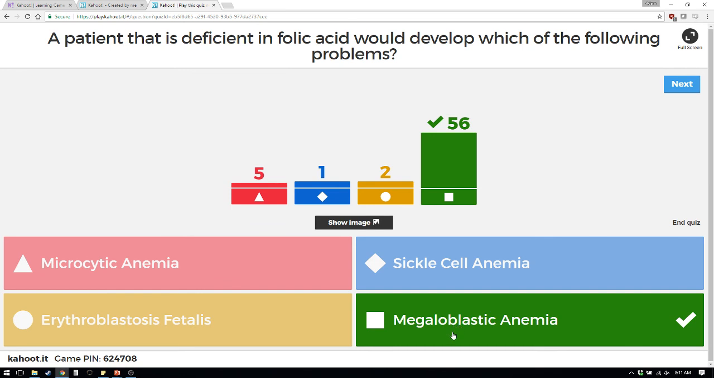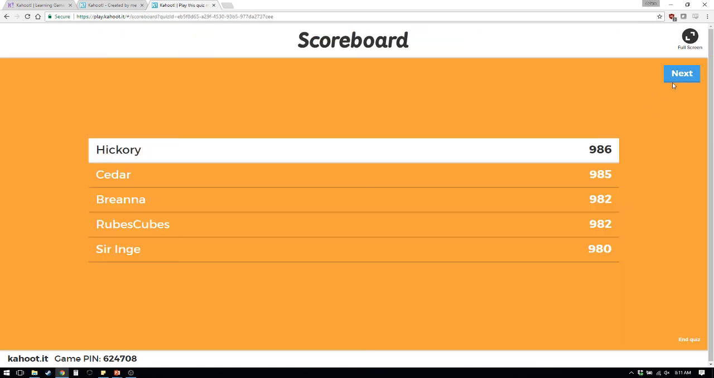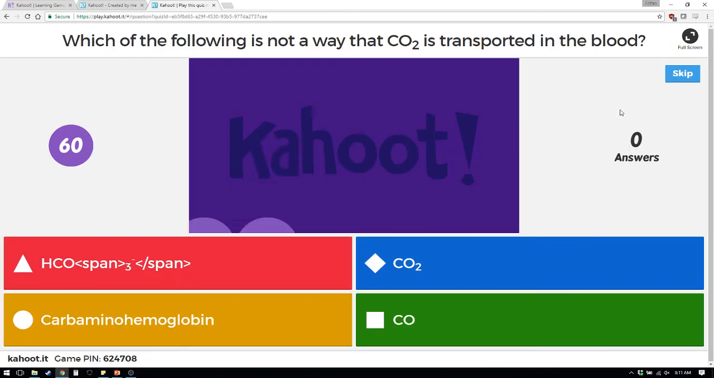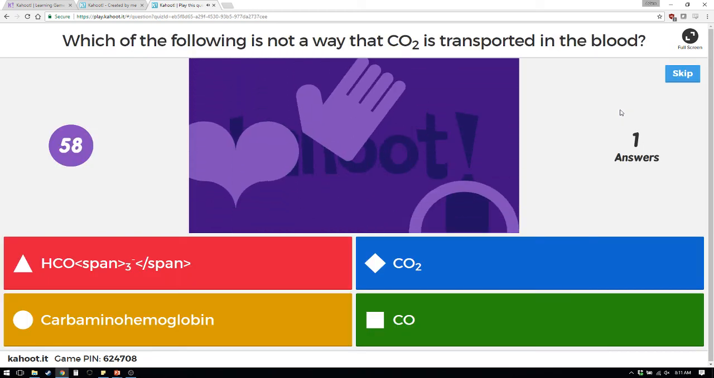Good, and then so megaloblastic anemia. Basically, we're not getting really mature red blood cells because we can't produce enough DNA to allow those mitotic effects to occur. So that's where you're stopping the red blood cell maturation process short, essentially. Good. Okay. Next up. The following is not a way that CO2 is transported in the blood. That did not go so well.